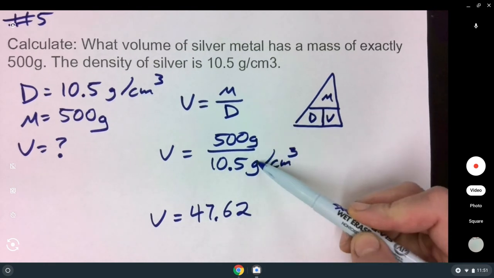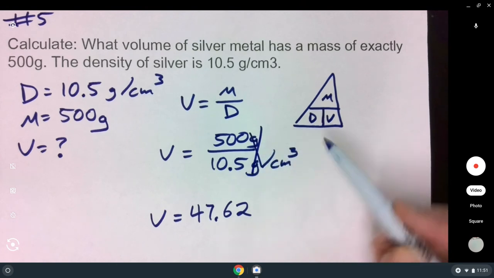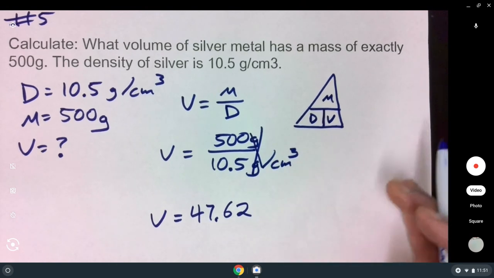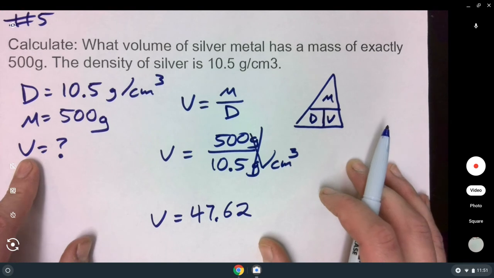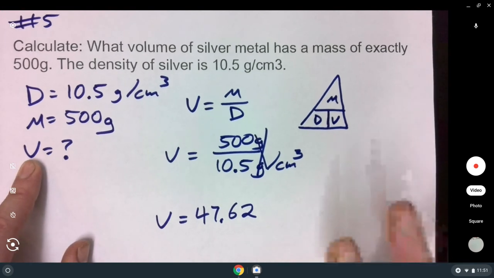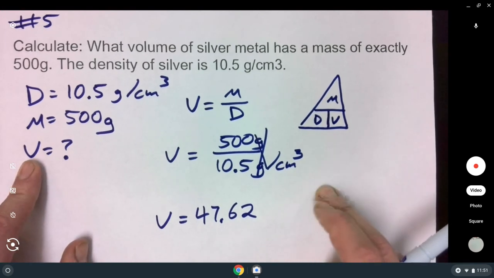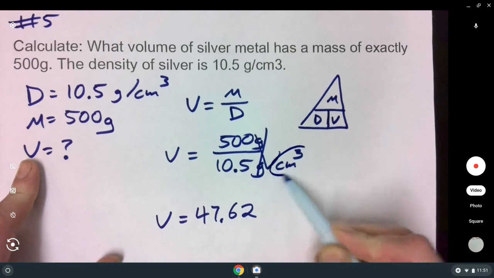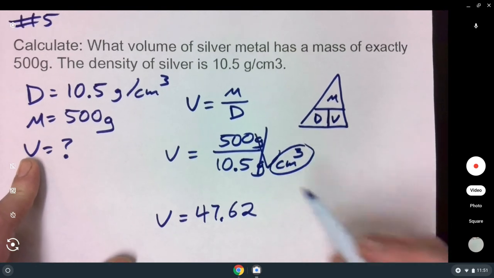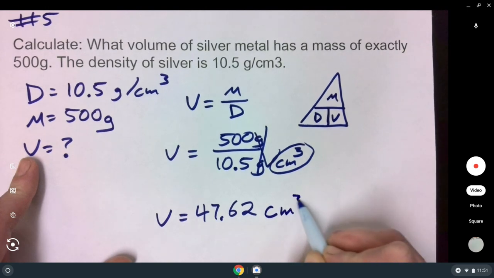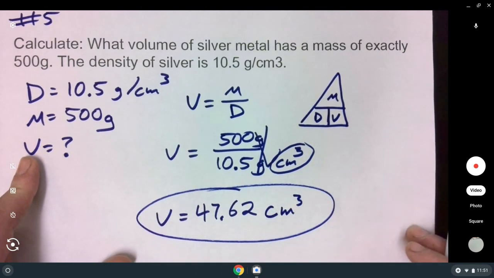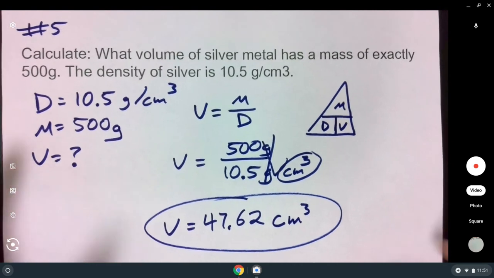We've got gram on top of gram here. Those cancel out. We're left with just centimeters cubed. The other way, again, that you can think about this is we're solving for a volume. If we think about our two potential volume units, it's either milliliters or centimeters cubed. And since we used centimeters cubed here in our calculation, that's the unit that we're going to use here. So 47.62 centimeters cubed.